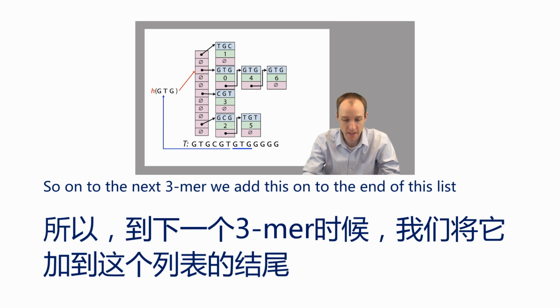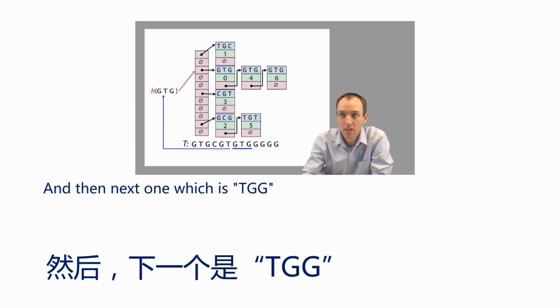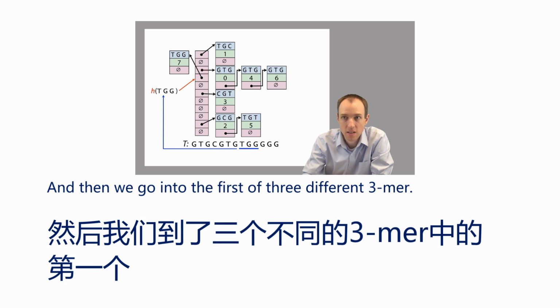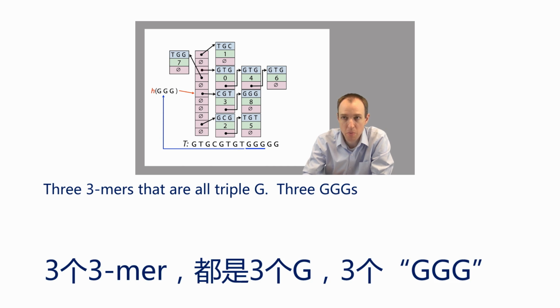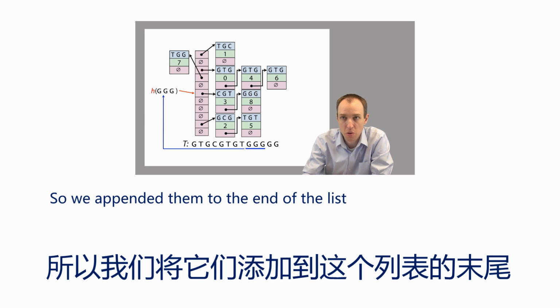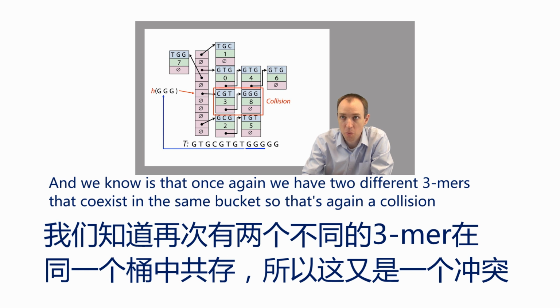We add this onto the end of this list. And then the next one, which is TGG, which we add like this. And then we go into the first of three threemers that are all triple G, 3 GGGs. So let's say the hash function assigns GGG to this bucket here. So we append it onto the end of that list. And we notice that once again we have two different threemers that coexist in the same bucket. So that's again a collision.